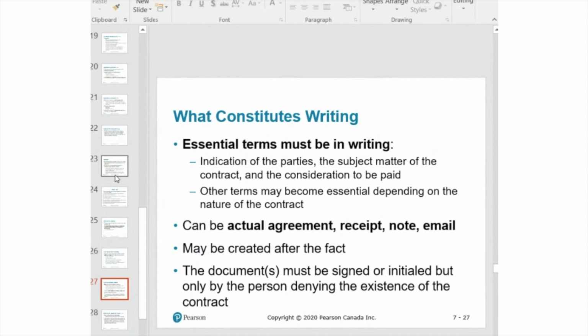Yes, in most cases, there will be a written agreement. But what I'm trying to convey to you is that it is not only the agreement that has to be in writing. It can be anything in writing. It could be a receipt, a note, a napkin, as I said, an email, or the best scenario is the agreement itself.